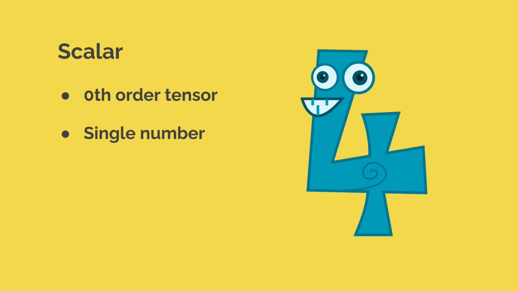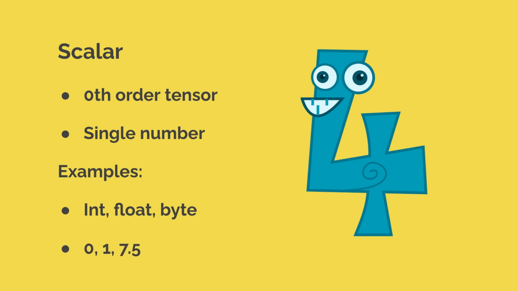Now, what does that mean? Well, to simplify it even further, a scalar is a single number. Some examples of scalars are integers, floats, or even bytes. Some concrete examples are numbers like 0, 1, 7.5, 7.45. You get the idea. Whenever we refer to a scalar in machine learning, we're talking about a number.